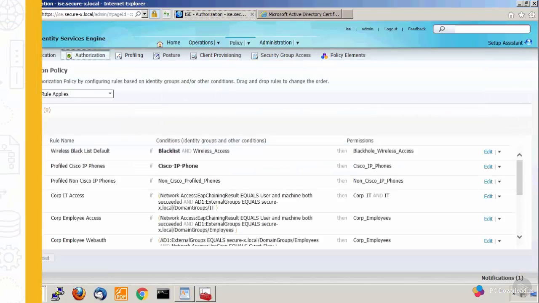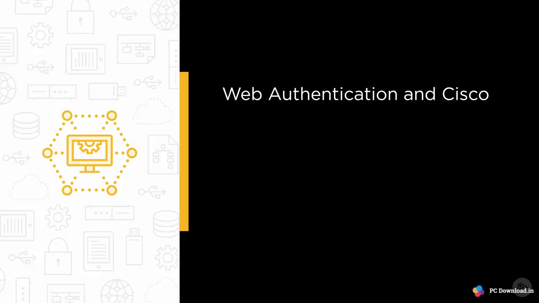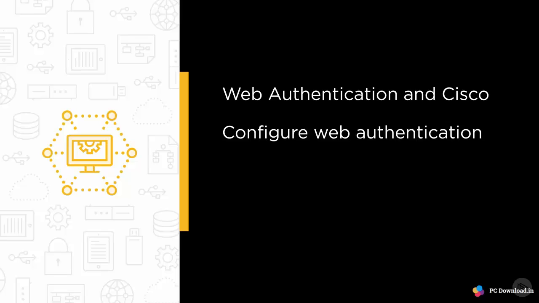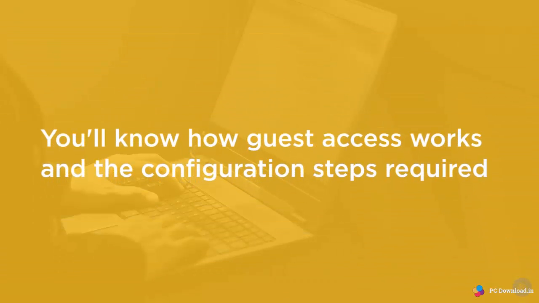Some of the major topics that we will cover include how web authentication works in a Cisco environment that's deploying Cisco ISE, how to configure web authentication and make sure we can test its functionality, how to add that guest access element by creating a sponsor portal that employees can log into and create guest accounts, and how to test and verify guest access in your Cisco ISE environment. By the end of this course, you'll know how guest access works and, most importantly, the configuration steps required to make it happen.